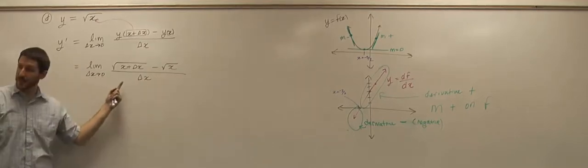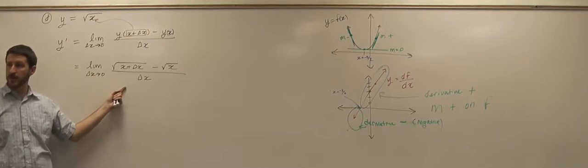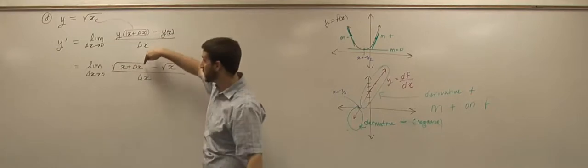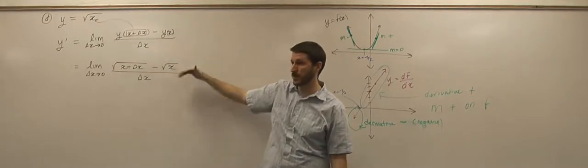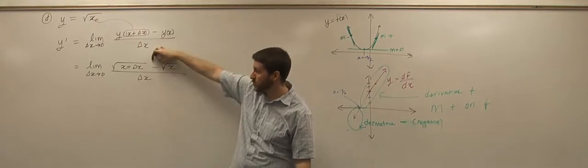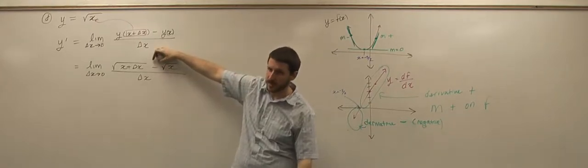Now to evaluate this limit, you absolutely have to multiply by the conjugate. Right? Because if you plug in 0 for delta x, you're going to get 0 over 0. So you're dealing with a 0 over 0 limit when you have square roots. Our best hope is to multiply by the conjugate.